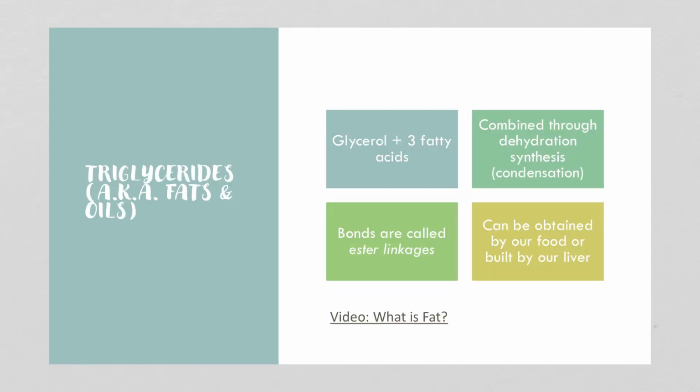The first type of lipid we're going to talk about are triglycerides, and they're also known as fats and oils. And they're composed of glycerol, which is a 3-carbon trialcohol. So on every carbon there's a hydroxide or an OH group. And triglycerides, the glycerol and the 3 fatty acids, are combined through dehydration synthesis or condensation reactions. The bonds in this case are called ester linkages, and we can get triglycerides from our food, or they can be built by our liver.